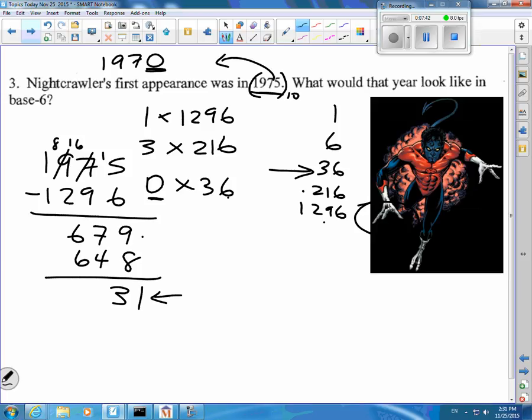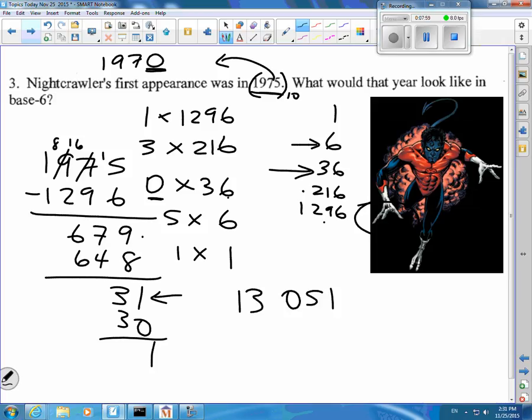So that means I have to look at this number and say, how many 6s do I have? Well, I have 5 of them. And that leaves me with 30. And then 1 left over. So my number is 13051. And that is a base 6 number. Okay? So that's number 3.